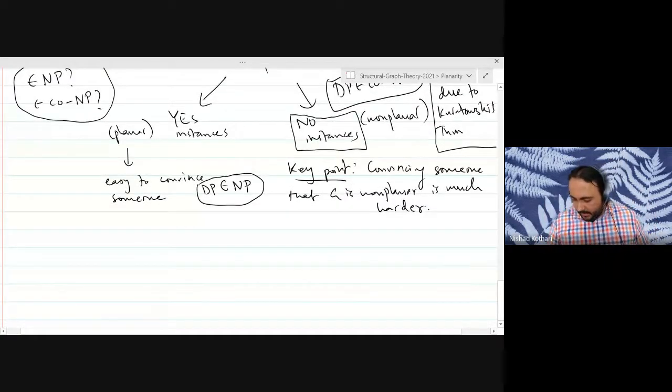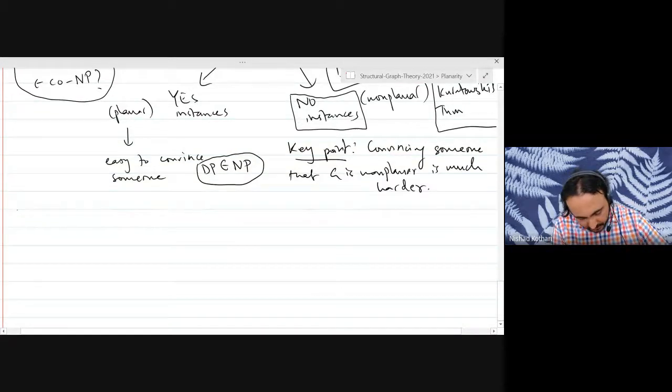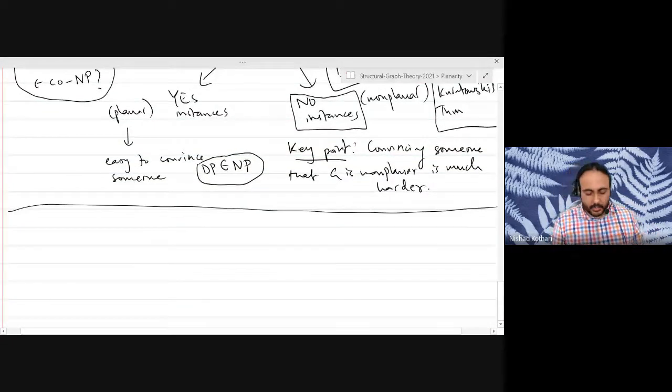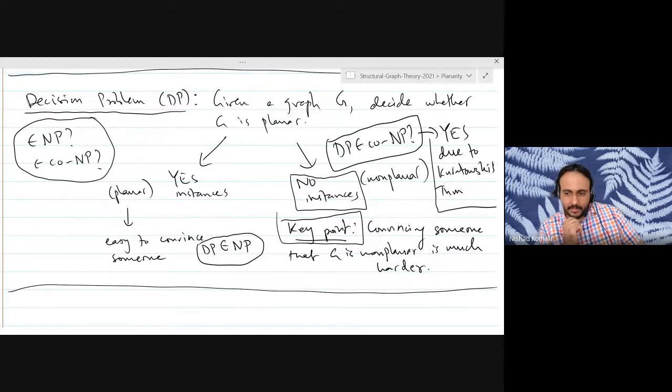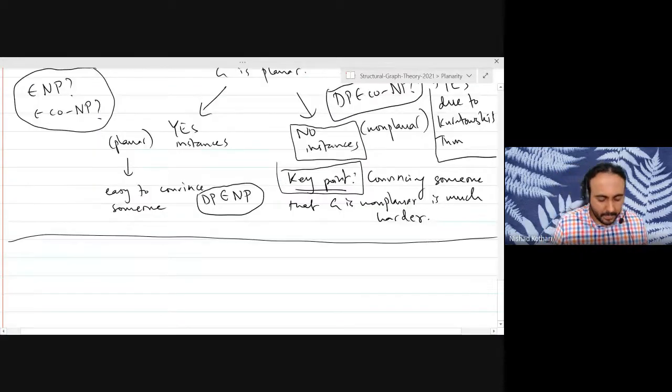All right. Are there any questions or concerns at this point? Does everybody see the key point that convincing non-planarity is much harder than convincing planarity? Because then you have to check every single embedding possible, and that just seems very difficult. Okay. Good.